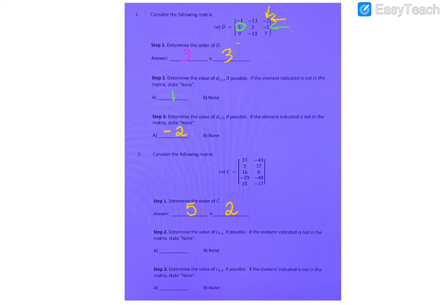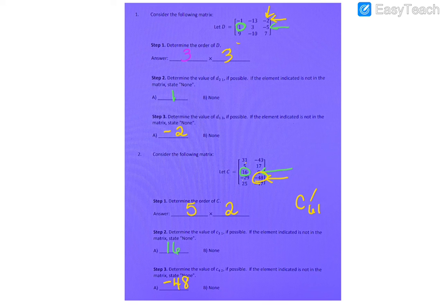All right, now when I'm looking for specific elements within that matrix, when they say determine the value of C31, I'm looking specifically at row 3, which is there, and then column 1. And so that would be a value of 16. And then for the last one, it says I'm looking for C42. So this means that I'm looking in, this time, row 4 and column number 2, and I would have a value of -48.